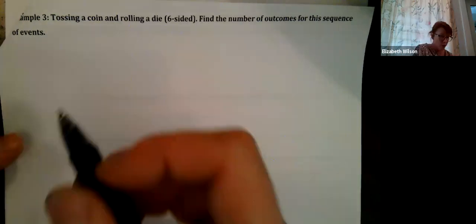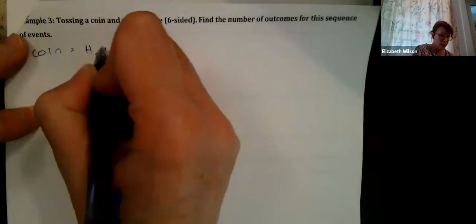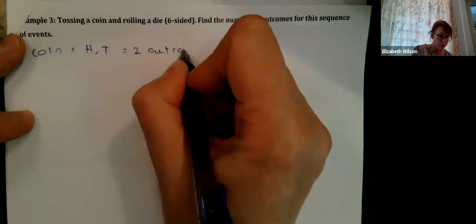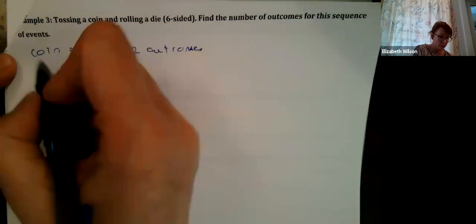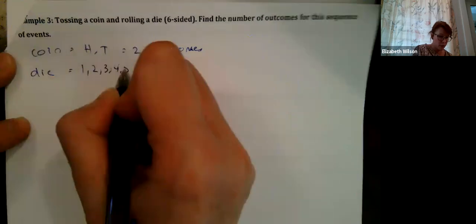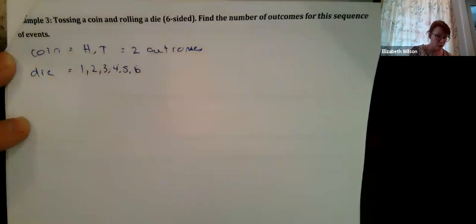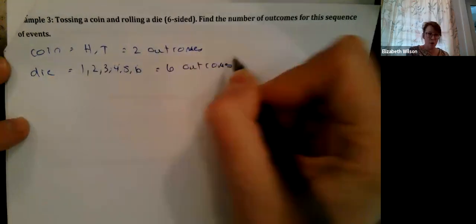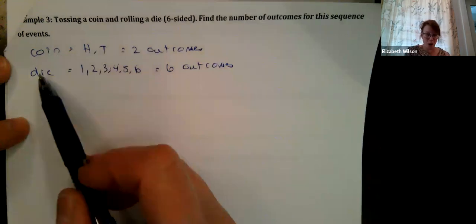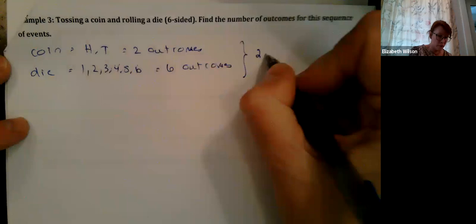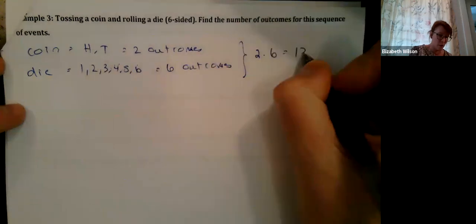So with our coin, let's write down what we have. Our coin, we can get a head or a tail, which is 2 outcomes. We're told that it's a 6-sided die, right? So I can get a 1, 2, 3, 4, 5, or 6, which means we have 6 outcomes. So our operation A and our operation B, I'm going to multiply these two together. My multiplication rule, 2 times 6, is going to give us 12 total outcomes.